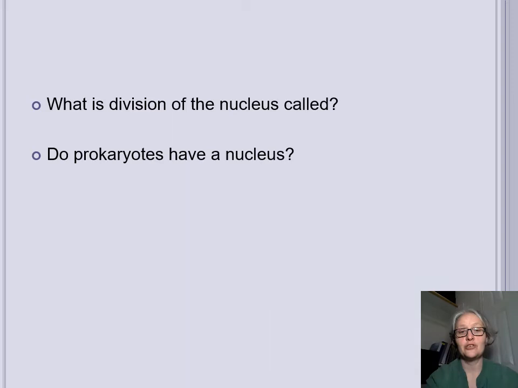Hopefully that one wasn't too hard. Division of your nucleus is mitosis. All right. Do prokaryotes have a nucleus? Hopefully, again, that wasn't too much of a hard one there. Do prokaryotes have a nucleus? No.